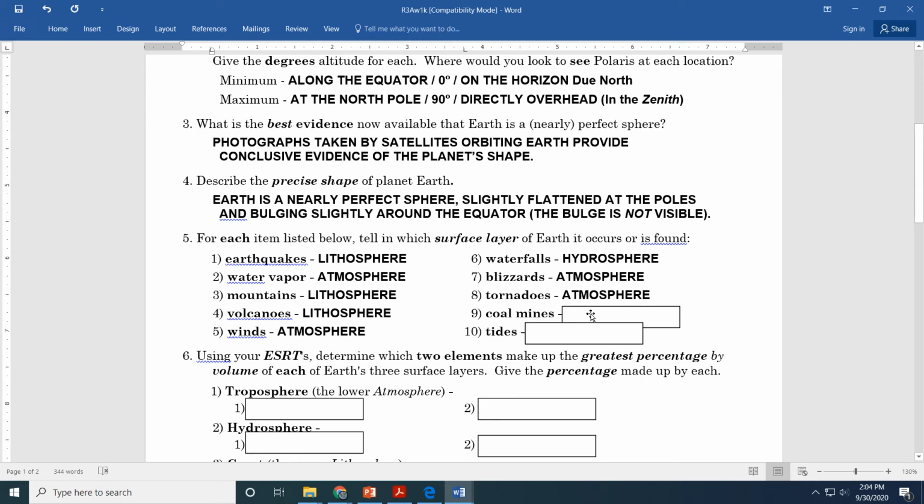Tornadoes, atmosphere. Coal mines, you're digging down into the ground. Lithosphere, the rock layer again. And tides happen in the oceans in the hydrosphere.